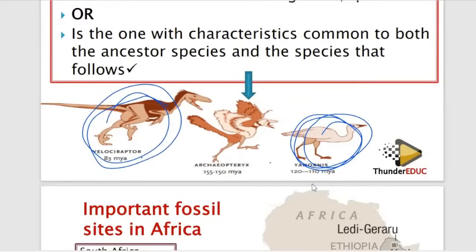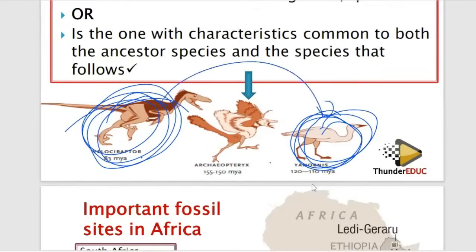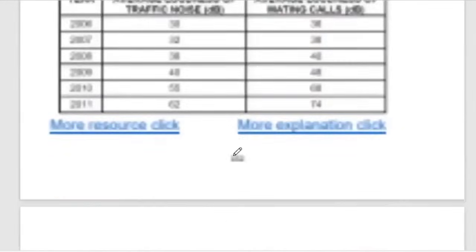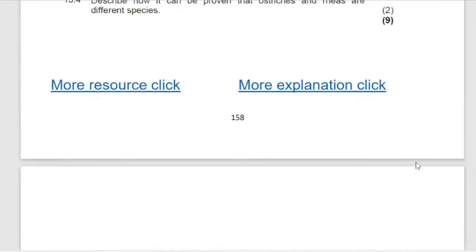Don't say that it has the characteristic of the present species only. No. It has the characteristics of the present species and the species before it. You understand? Yes. So you must link the two. How? Or they can bring two skulls and ask you to give a reason why this is classified as a transitional fossil. Let me see if I can find a skull here, and then I show you what I'm trying to say.